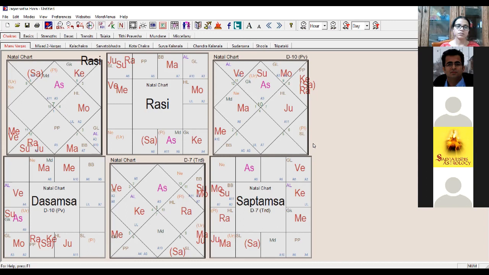Never consider the 6th house alone as problematic. The sixth house can give problems only when it's connected to Saturn or it's connected with the 8th and 12th house. So it's a very clear-cut instruction.